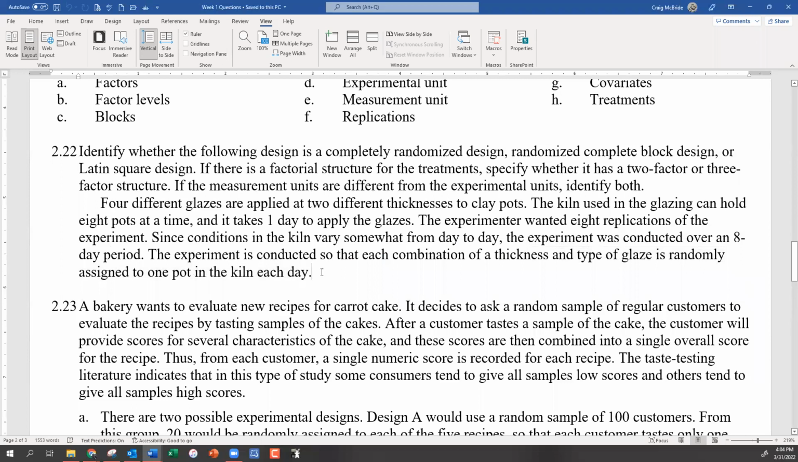Then we can figure out the factors, because the only 2 independent variables that are being randomized are the type of glaze and the thickness of the pots. Right, okay, that makes sense. Thank you. Awesome. What else?